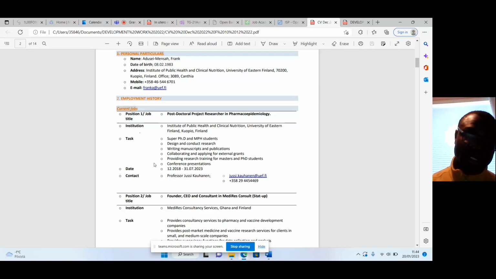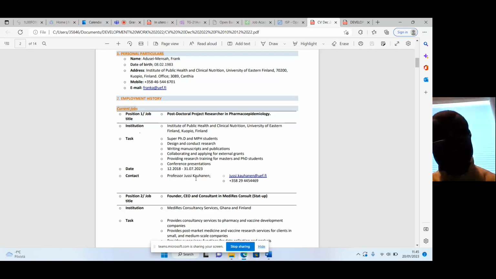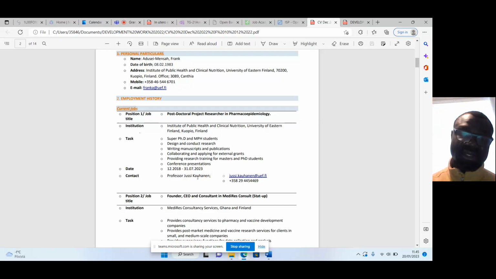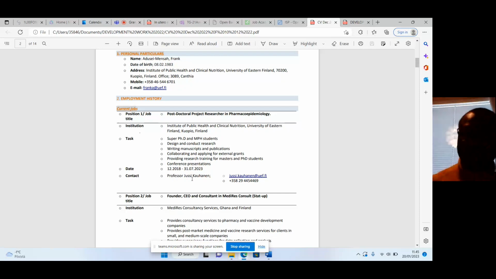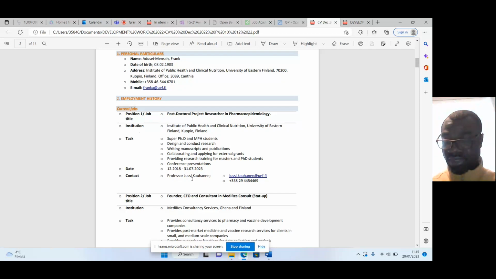And not only that, also the contact person, the immediate supervisor or the contact person, assuming the agency wants to make contact, they will need to call. And so the date on which the application was made needs to be included.